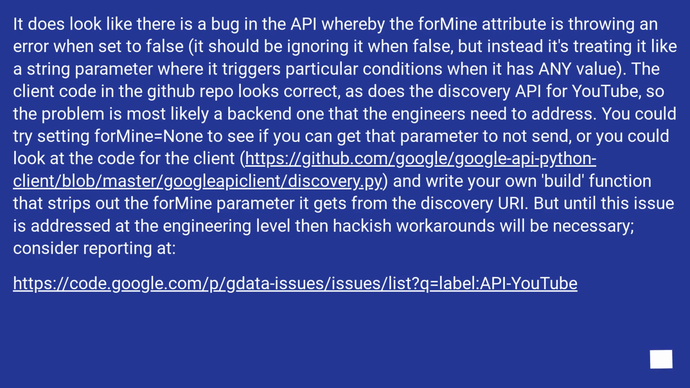You could try setting forMine equals None to see if you can get that parameter to not send, or you could look at the code for the client, this URL, and write your own build function that strips out the forMine parameter it gets from the discovery URI. But until this issue is addressed at the engineering level, hackish workarounds will be necessary. Consider reporting at this URL.